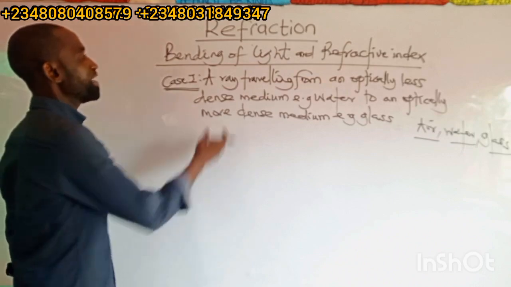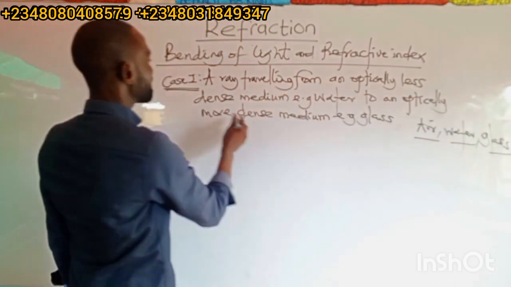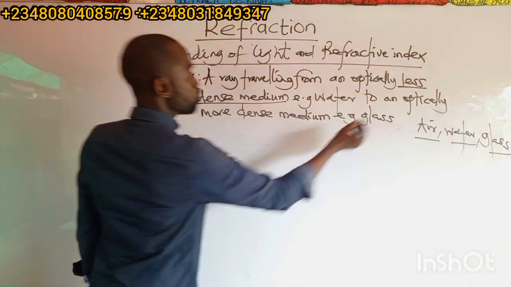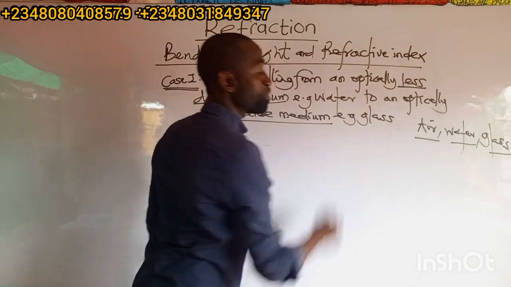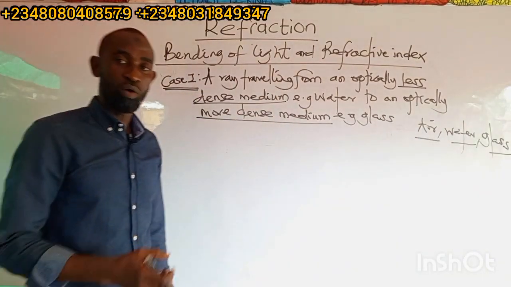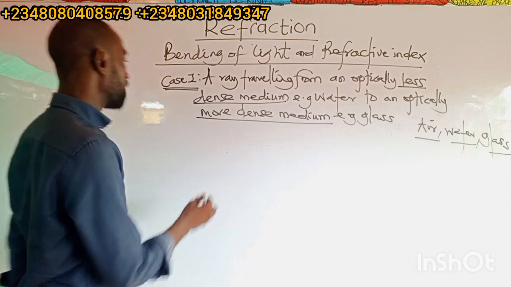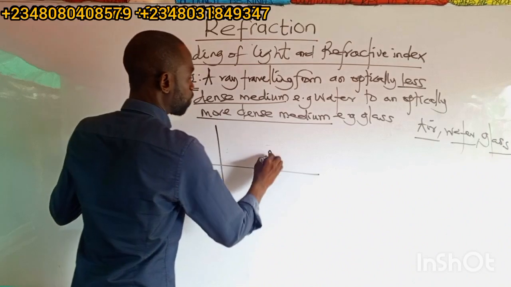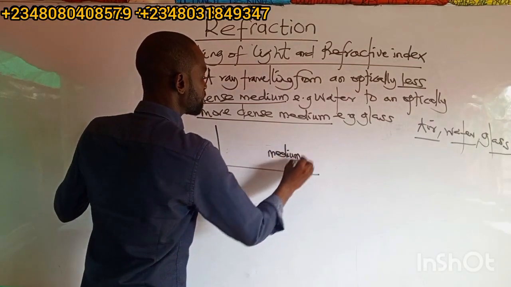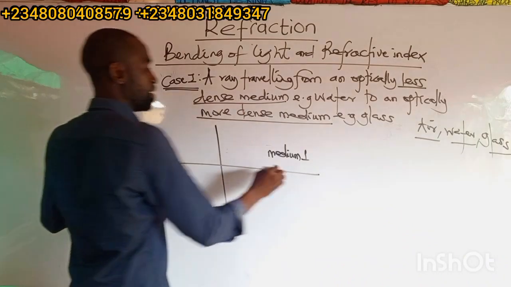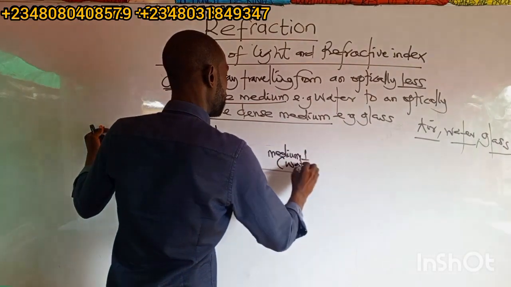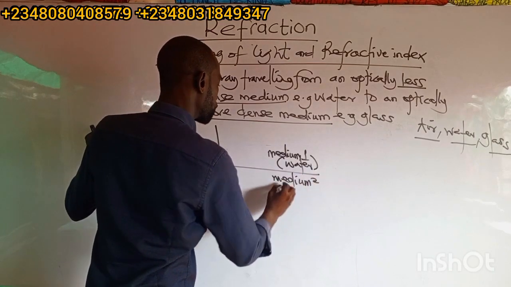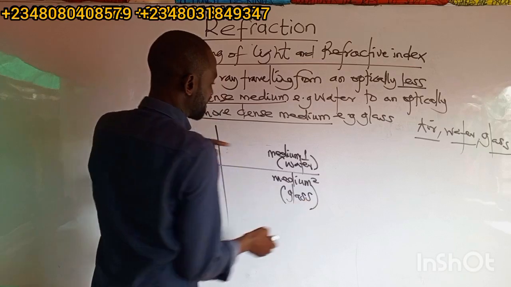So now, when a ray of light travels from an optically less dense medium, take note of these, to an optically more dense medium, what happens to the ray as it strikes the surface of separation of the medium? So we have this. This is the first medium that we call medium one, which is water in this case, and we have medium two, which is glass. So this is the less dense medium.